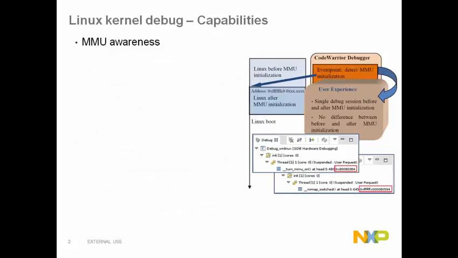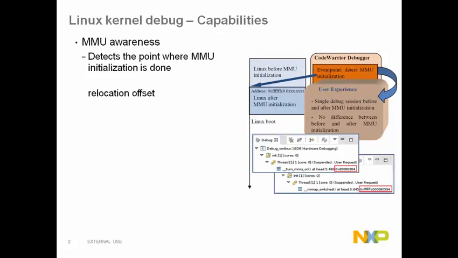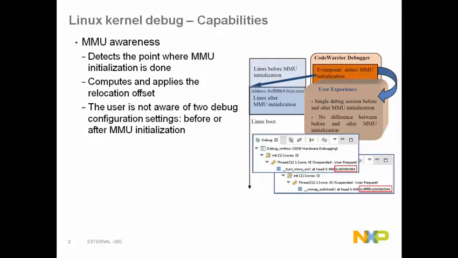MMU awareness detects the point where MMU initialization is done and computes and applies the relocation offset. The user is not aware of the two debug configuration settings, before or after MMU initialization.